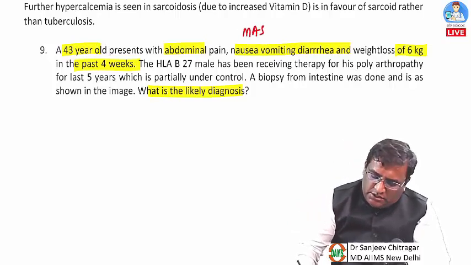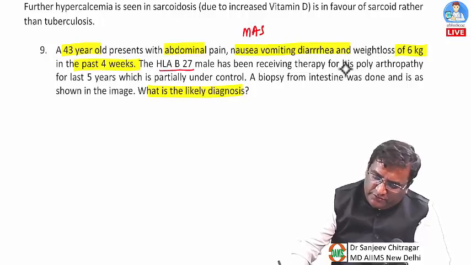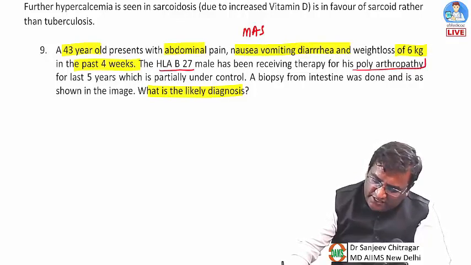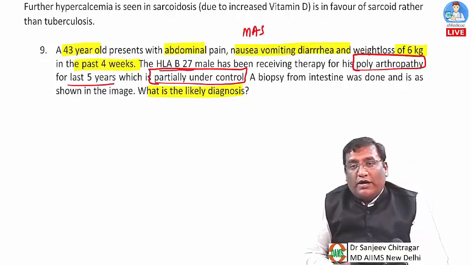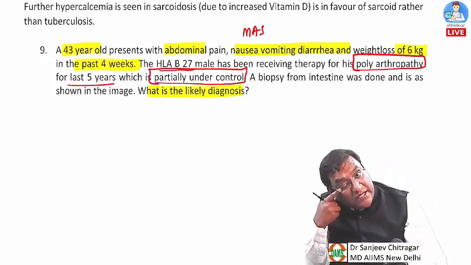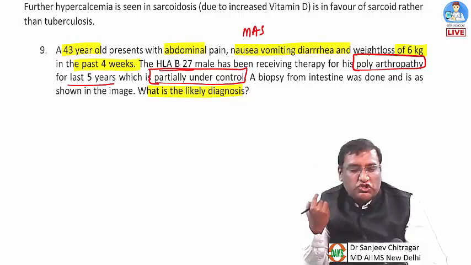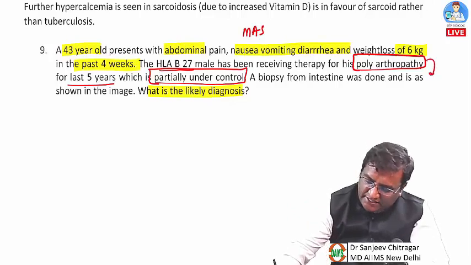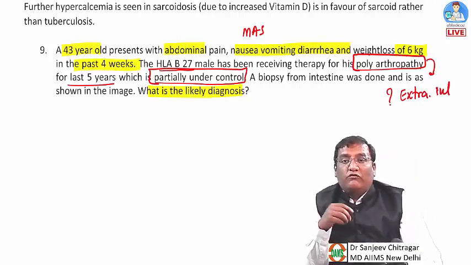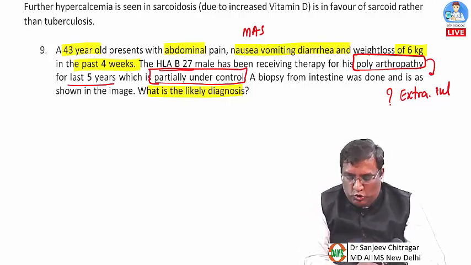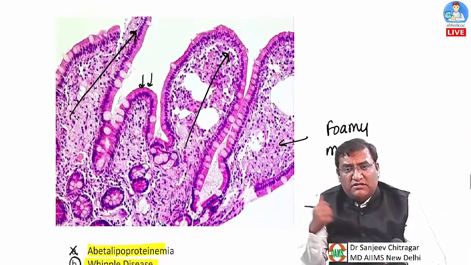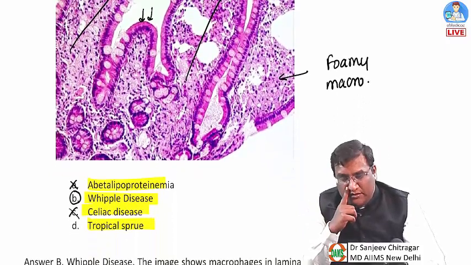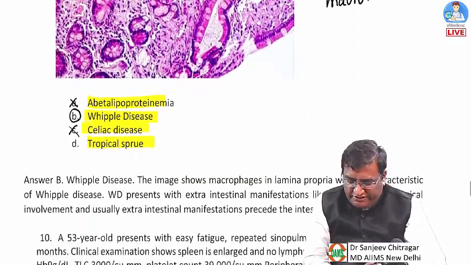The HLA-B27 male has been receiving therapy for polyarthropathy. He has had arthropathy for the last 5 years, which is partially under control. So he has been treated as an HLA-B27 autoimmune condition, and now he is having Whipple's. Whipple's can have extra-intestinal manifestations, possibly in the form of arthritis. Anyway, that is not the keyword here. The keyword is the image itself, which is Whipple disease. Tropheryma whipplei is the infectious agent causing it.